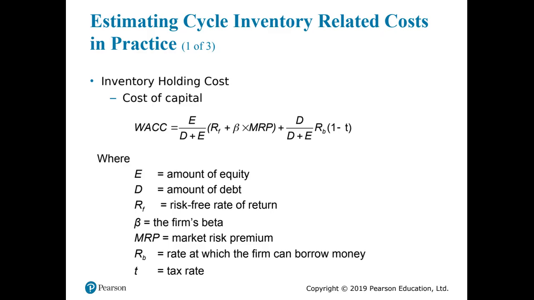How can we calculate this? Here we have inventory holding cost, which is the cost of capital, basically the weighted average cost of capital, WACC. WACC is weighted average cost of capital. Let me write it down here.